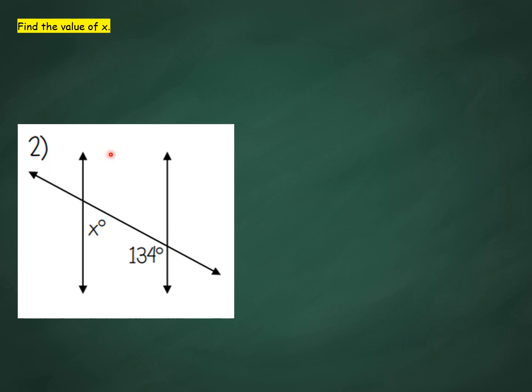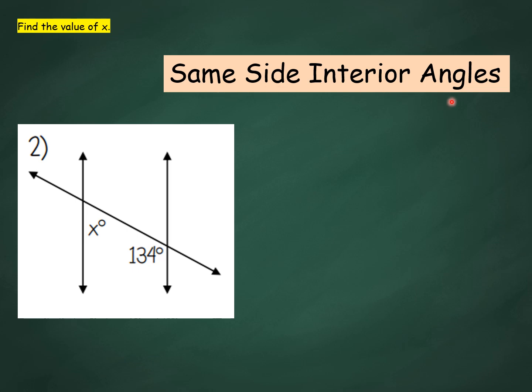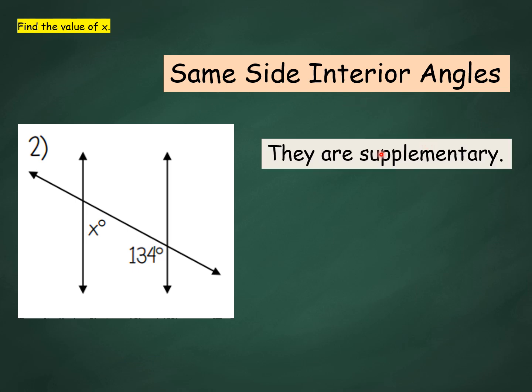Next po. So para naman dito sa pangalawang example natin, meron tayong x degrees and 134 degrees. So identify natin kung anong angle pair po sila. Kung mapapansin niyo, they are on the same side of the transversal and they are both interior angles. So in other words, the kind of angle pair they are is the same side interior angles. So same side interior angles sila and they are supplementary. So ibig sabihin ang total nilang dalawa must be 180 degrees.